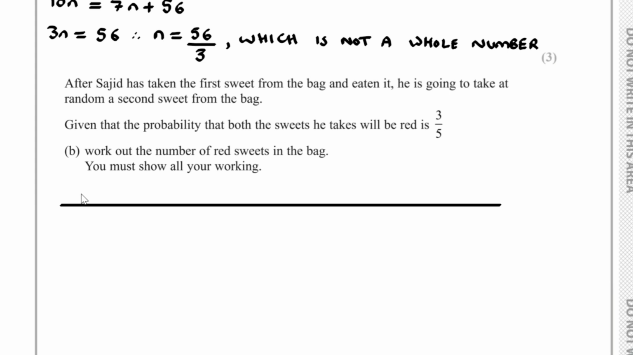Well, what we have over here is n sweets out of n plus 8, and then we multiply this by, well, if I eat a sweet, that means we've got n plus 7 left over. And how many red will I have? Well, that'll be n minus 1. And what this will equal is 3/5.